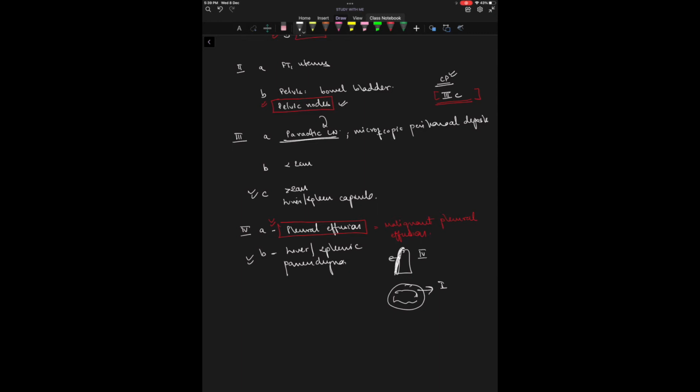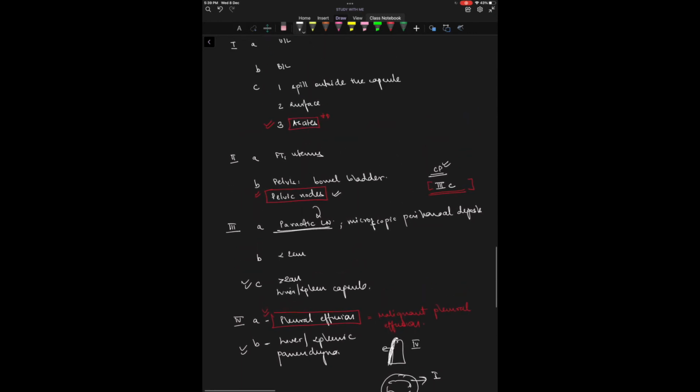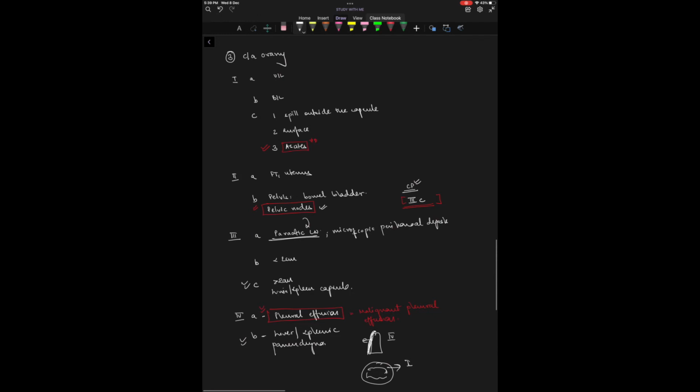Alright, now this is a very easy staging, ovarian cancer. Let's revise it again. Stage 1, ABC. A is unilateral, that is one ovary, and B is both the ovaries. C is spill outside the capsule, that is C1. C2 is on the surface, and C3 is ascites. Okay, remember this important point. Then stage 2 will be the involvement of the fallopian tube and uterus. Okay, go like this: ovary and fallopian tube, and then here will be uterus. So this is stage 2.